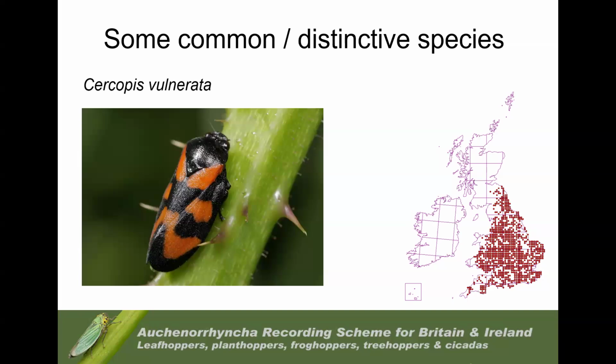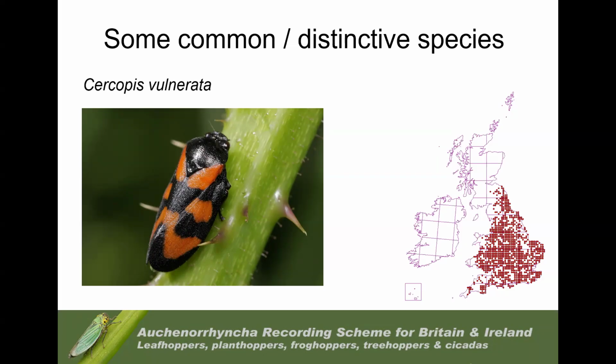In contrast to the other members of the froghopper group, the nymphs, the immature stages, feed on plant roots underground. So in the normal course of events, you wouldn't come across them. You only find this species when it emerges above ground as this rather colourful adult.